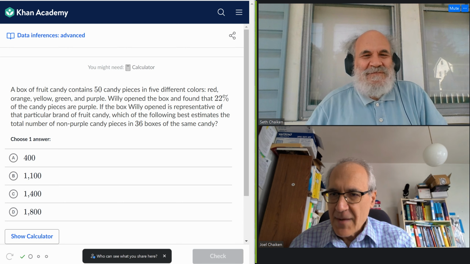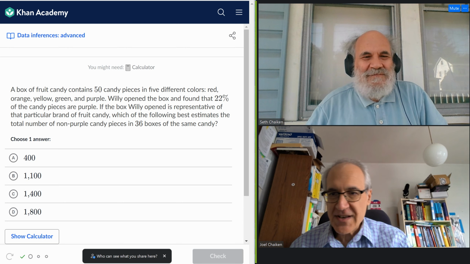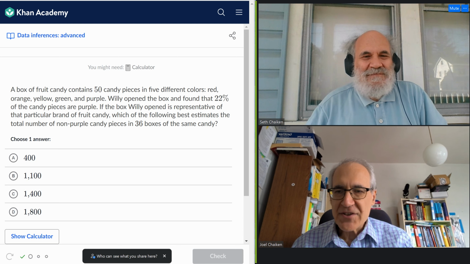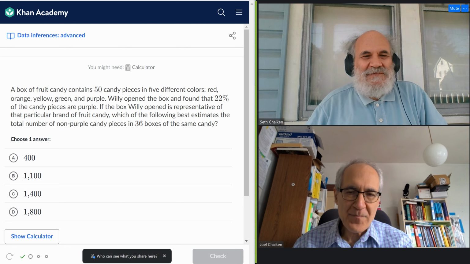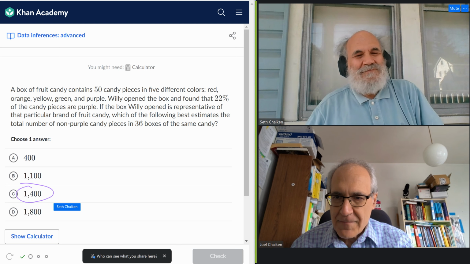Okay, here we go. A box of candy, doesn't matter whether it's fruit, hopefully. It contains 50 candy pieces in 5 different colors. Willie opened the box and found that 22% of the candy pieces are purple. If the box Willie opened is representative of that particular brand of fruit candy, which of the following best estimates the total number of non-purple candy pieces in 36 boxes of the same candy?